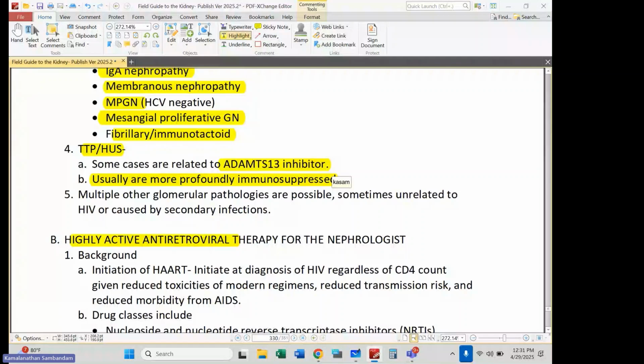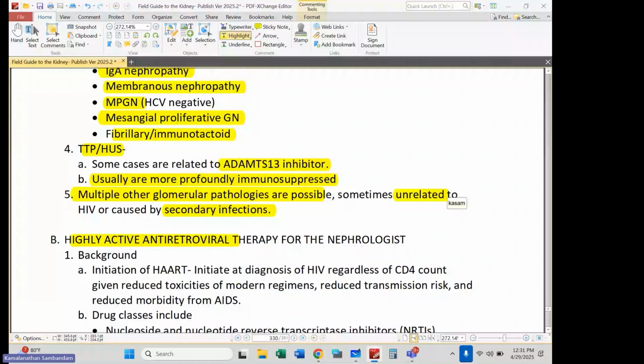There's other glomerular pathologies that are described. Some of these are related to secondary infections. Some of these are from the downstream metabolic diseases that are now well described in the HIV patients that are living longer and longer. So many patients with HIV have some of the usual things like diabetes, and patients with HIV can certainly get diabetic nephropathy unrelated to the HIV per se.